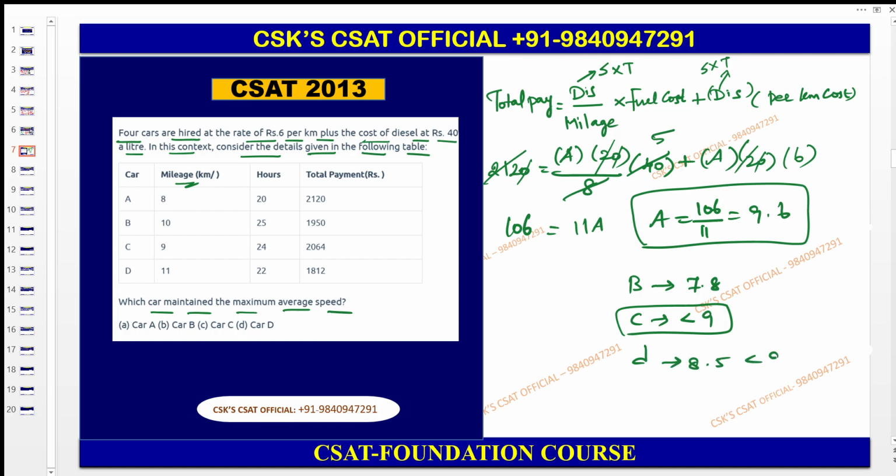So therefore this is also less than 9, which gives you the better mileage, meaning which car made the maximum average speed here. So 9.6, right? So therefore car A is the correct answer according to this question. But it's a very lengthy calculation. Avoid this kind of questions in your initial round of solving the questions.